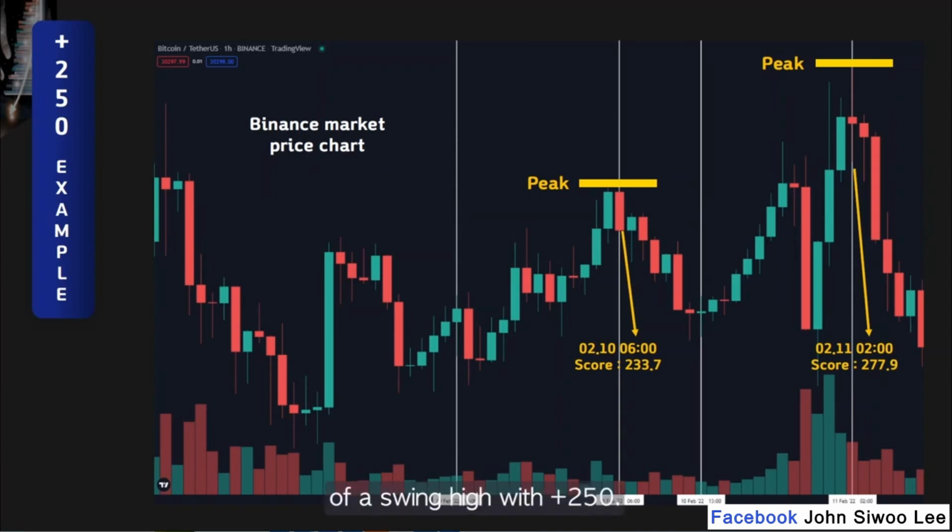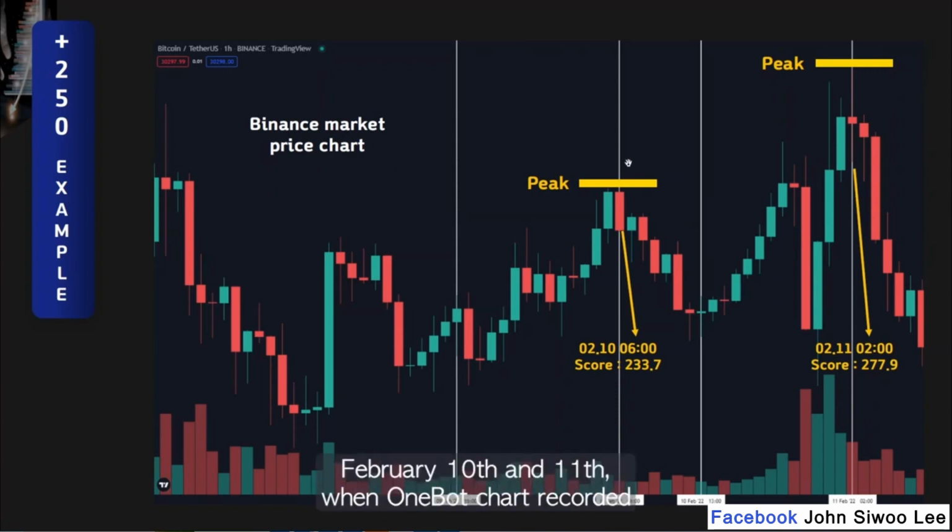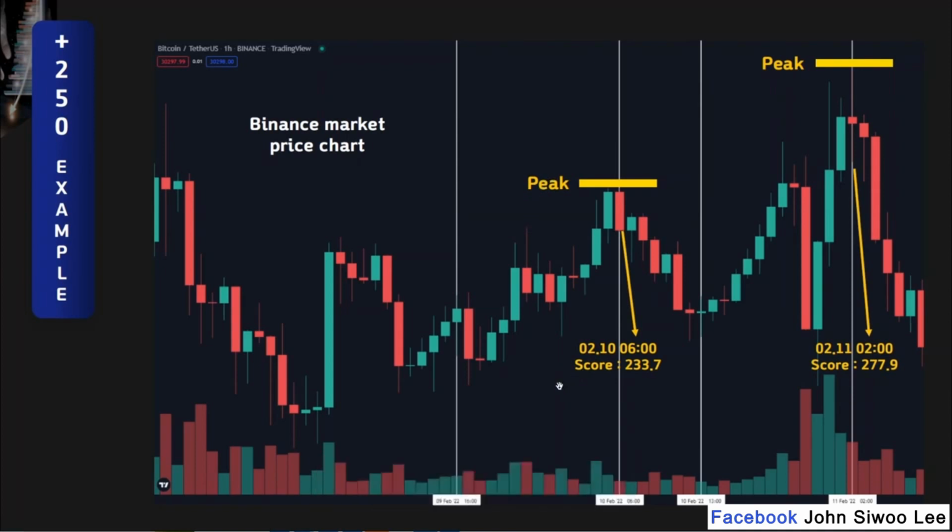This is an example of a swing high with plus 250. This is how Bitcoin peaked on February 10th and 11th, when the Onebot chart recorded 233 points and 277 points respectively.